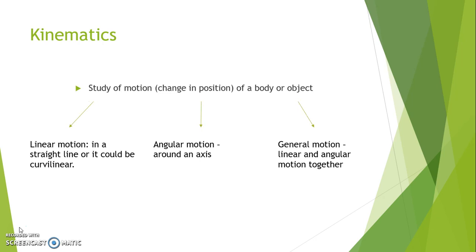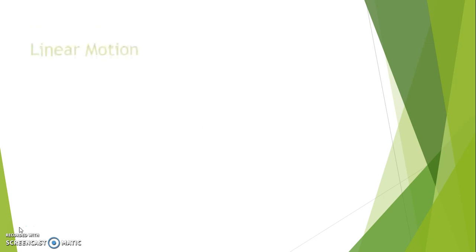Kinematics is the study of motion of a body or object, so the change in position. It's divided into three sections: linear motion, angular motion, and general motion. Linear motion is a straight line, or it could be curvilinear. Angular motion is around an axis, and general motion is linear and angular motion together.